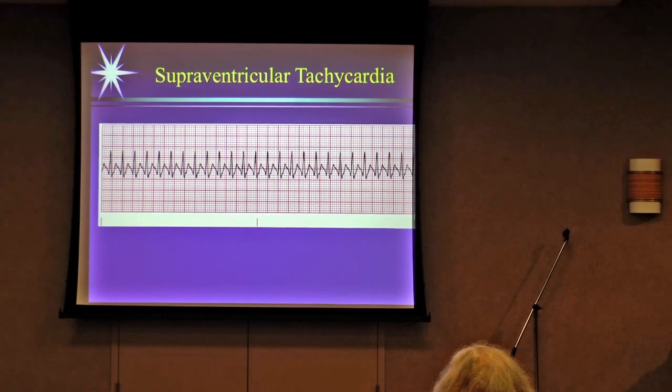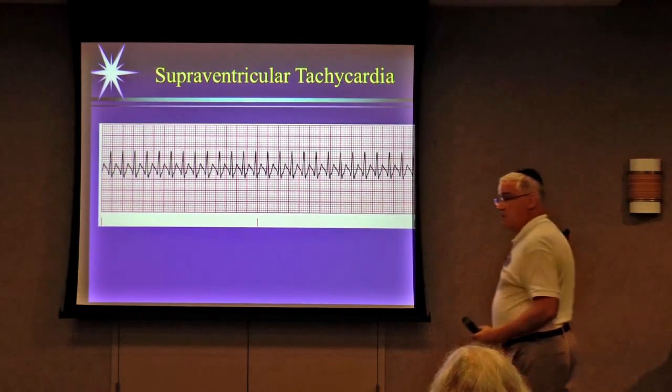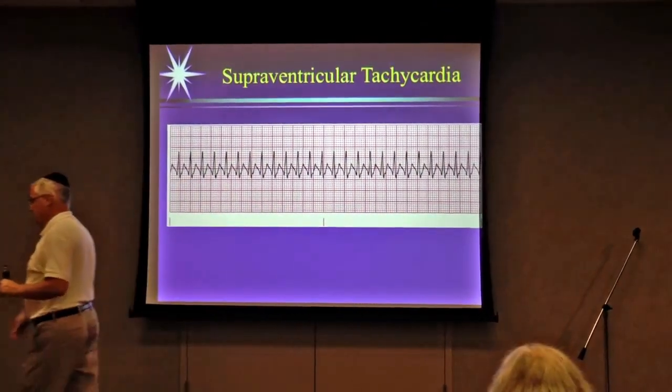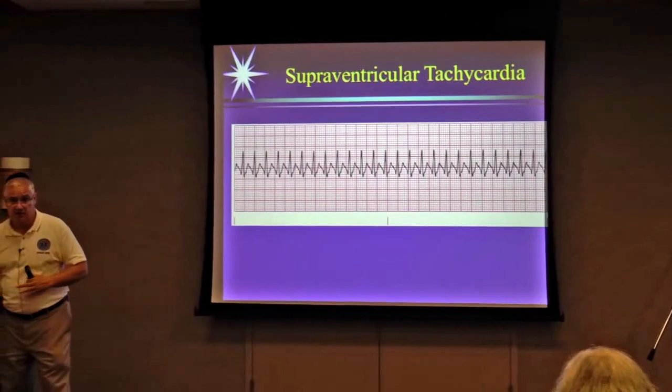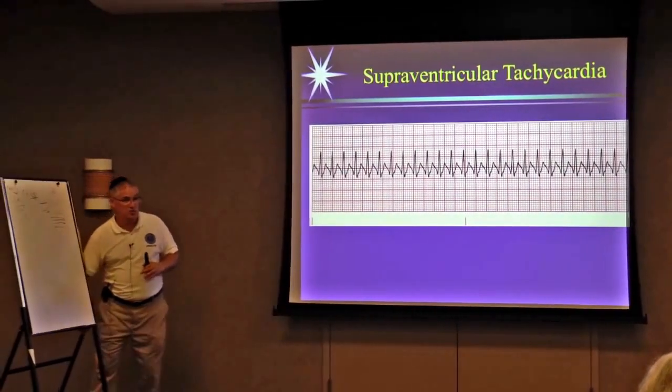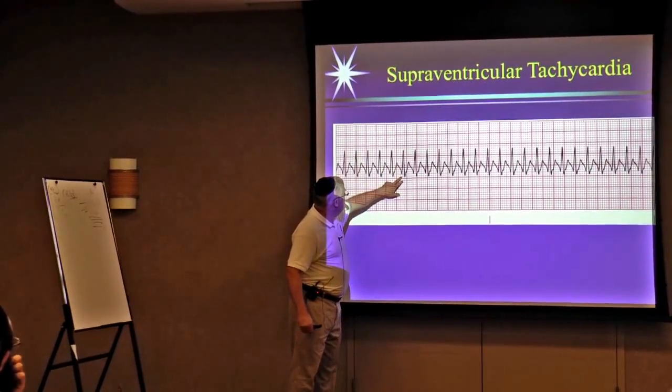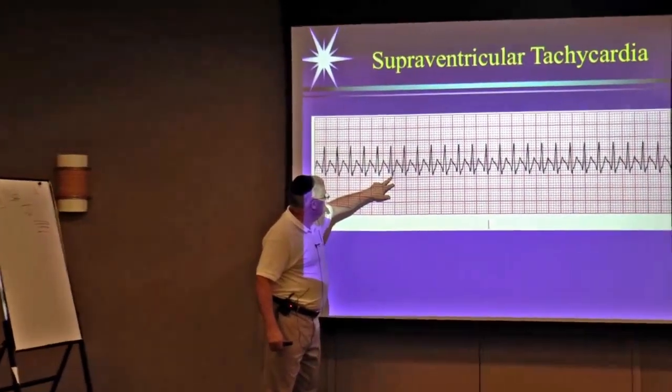Nobody would have any problem saying this is fast, right? But how do we know it's fast and above the ventricle versus fast and below the ventricle? How do we know the difference? By the QRS width, right? Is this a narrow QRS or is this a wide QRS? Pretty narrow, right? So if we looked at it, it's 0.2 boxes, maybe a little bit of a third.